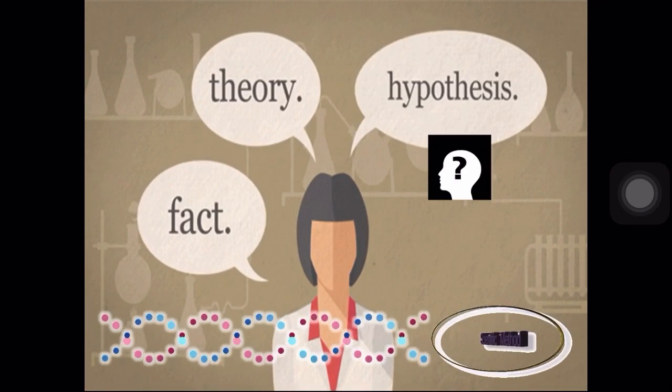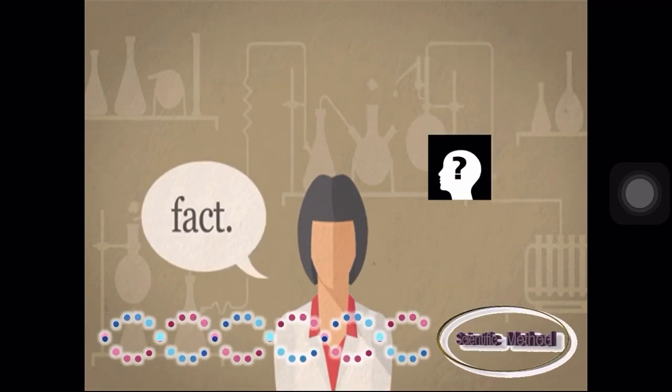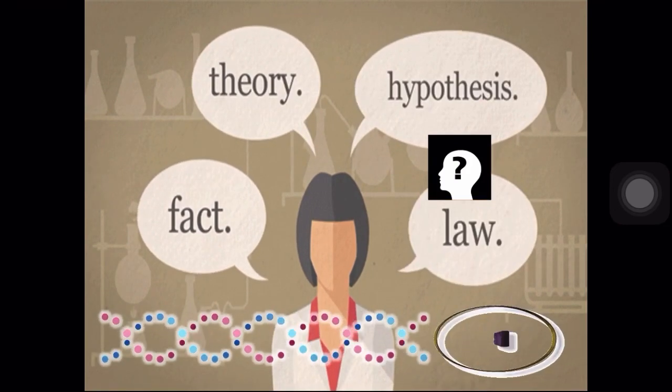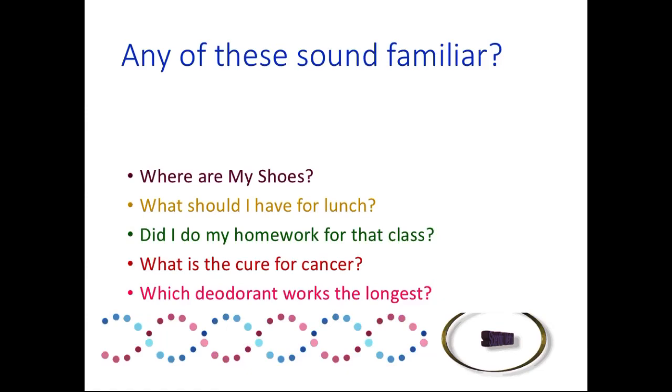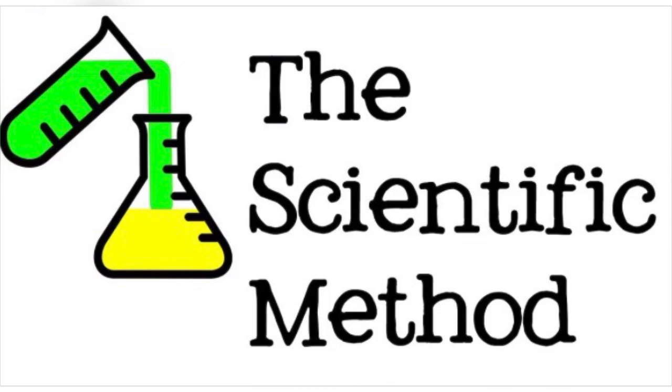Now, have you ever had a question about the world? Like what plants need to grow? Or why sugar dissolves faster in hot water? Any of this sounds familiar? You know, there is a way to find the answer to these questions used by scientists. It is called the scientific method. If you use it, you can be a scientist too.